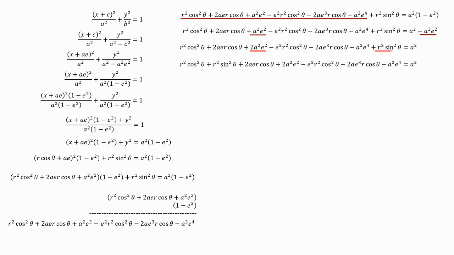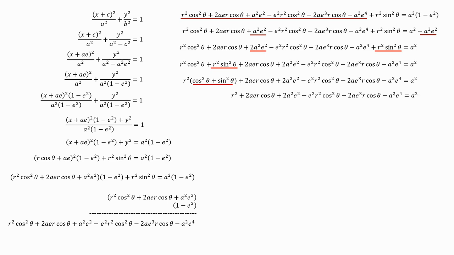And here I'm rearranging terms again. This term, r squared sine squared, is moved over here. And if I factor out r squared, this becomes r squared times cosine squared theta plus sine squared theta. And if you recall, cosine squared theta plus sine squared theta equals 1, so I can make that disappear. And now that very left-hand term is simply r squared.